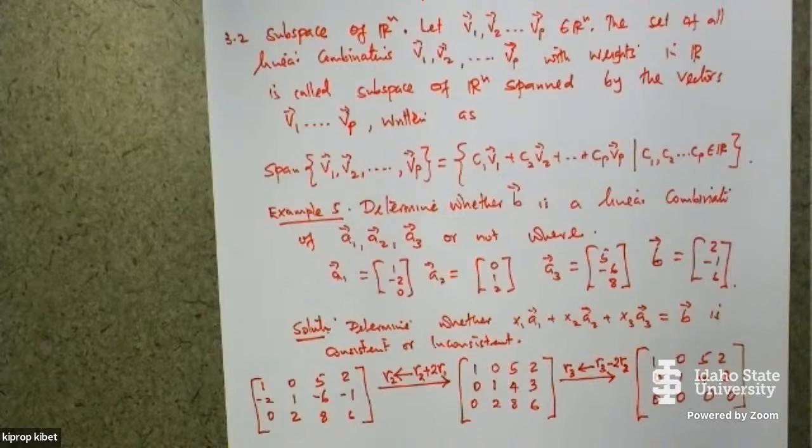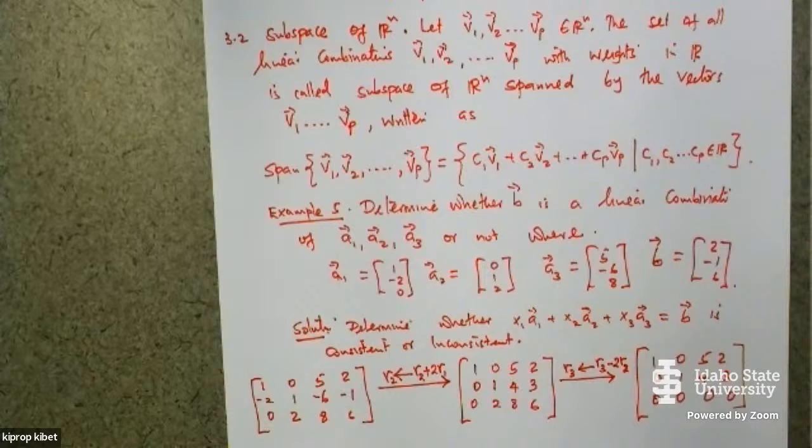So what are the basic variables here? We have the pivot position here and here. We don't have the pivot positions here. So it means x1 and x2 are our basic variables, and x3 is our free variable.